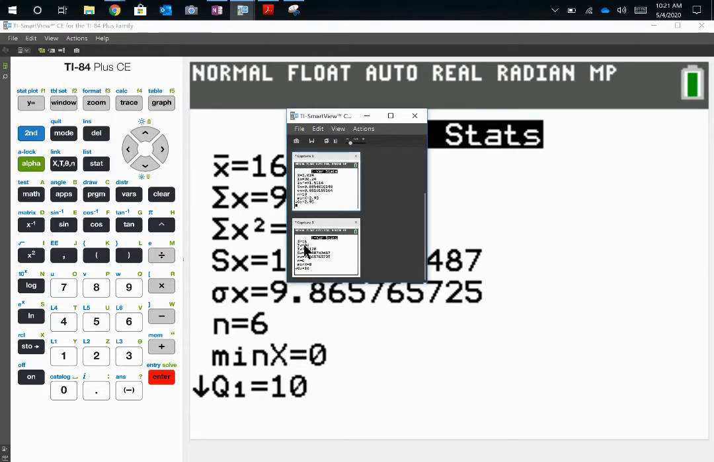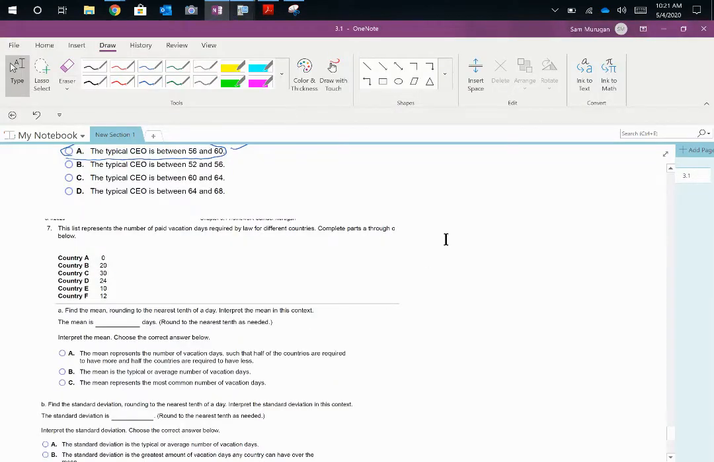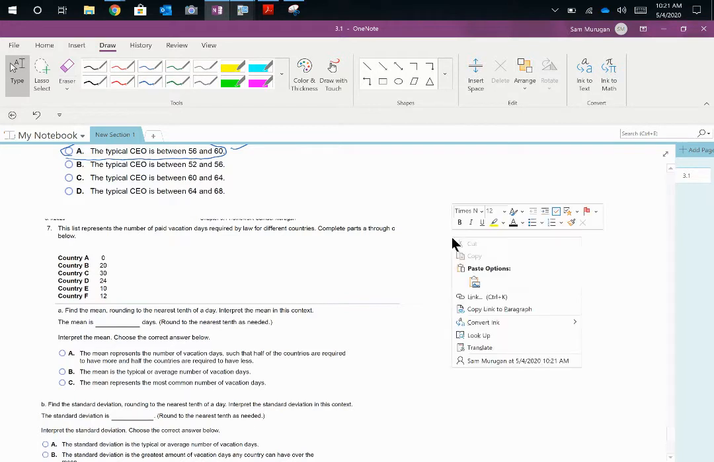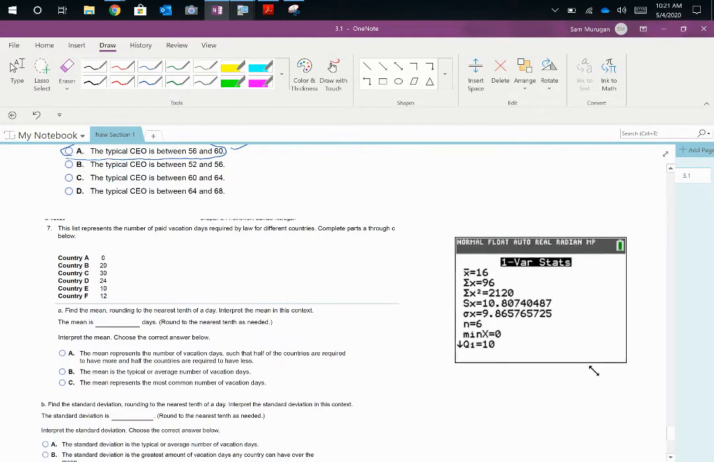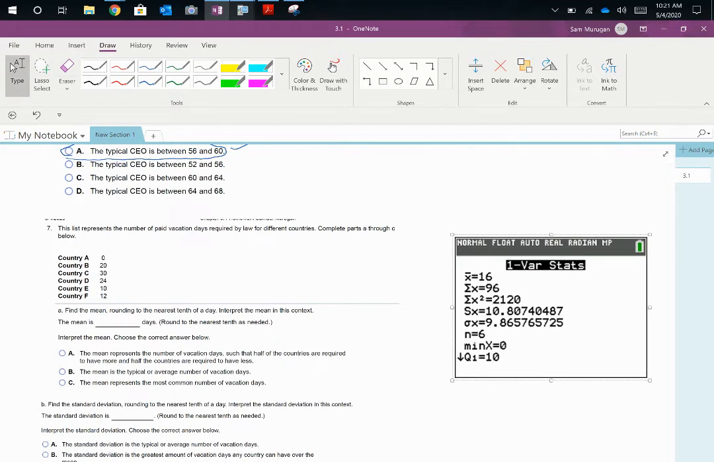Capture screen. Let's put that data on the side here. This is from our calculator. And we can see on our data that the mean is 16, so we can go ahead and write in 16. The mean is 16 days. So this means that this is the typical or average number of vacation days.